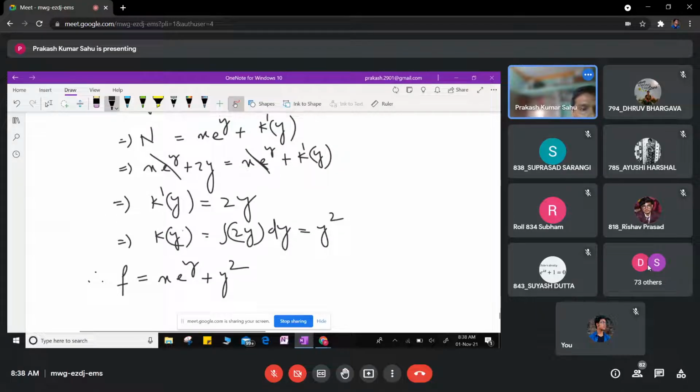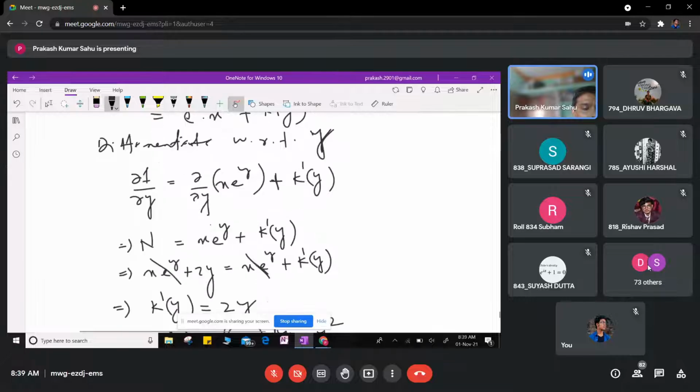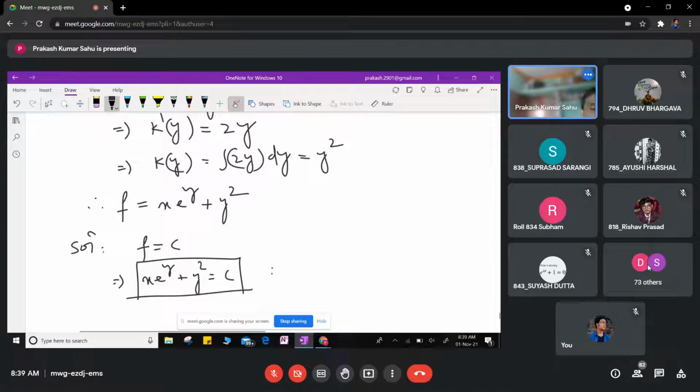x into e to the power y plus ky, and your ky is equal to y square. So this is your f. So what is the solution? The solution will be f is equal to c, that means x into e to the power y plus y square is equal to c. This is the solution.